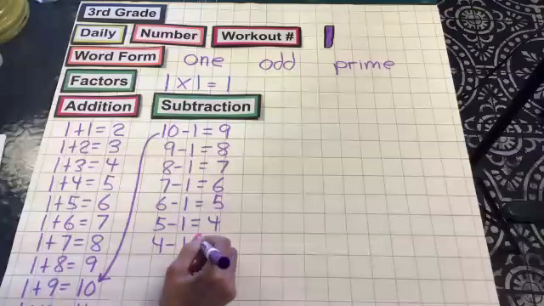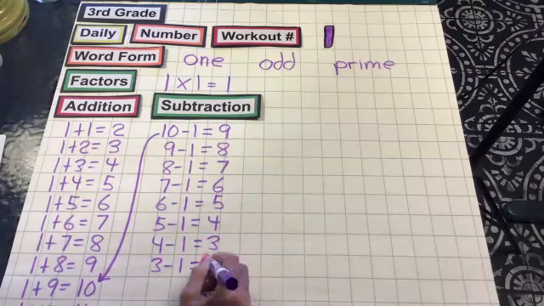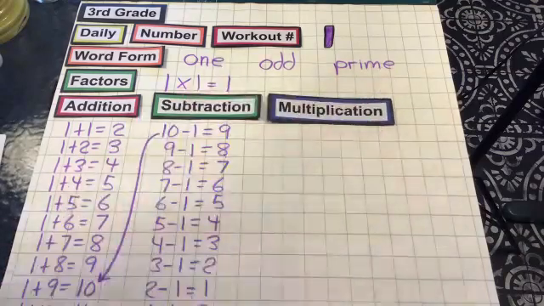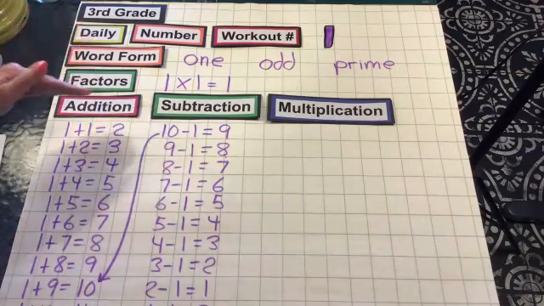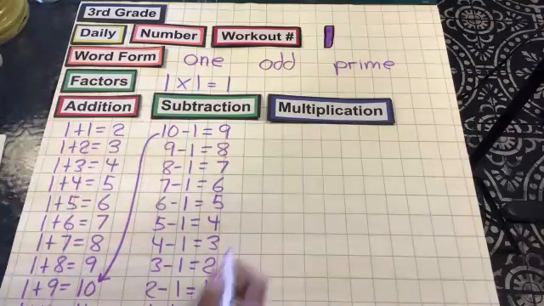4 minus 1 equals 3. 3 minus 1 equals 2. 2 minus 1 equals 1. And 1 minus 1 equals 0. So there we have it, our subtraction. All right, we're going to go on to multiplication. So in our exercise, the daily number workout, we're doing word form, factors, factor pairs, addition, subtraction. Now we're going to do multiplication.